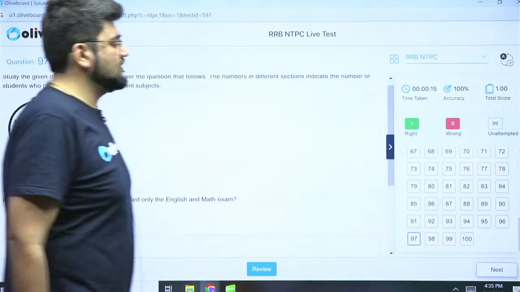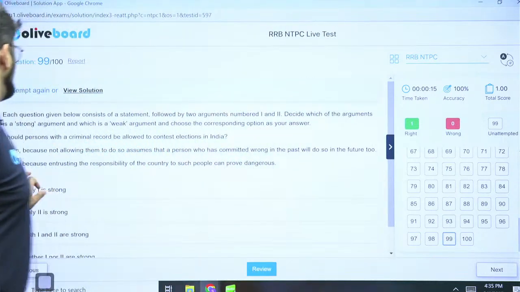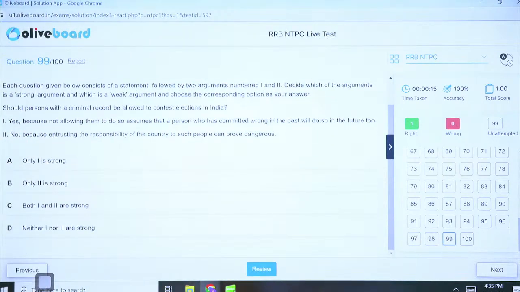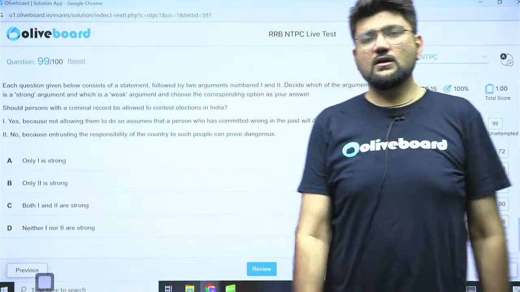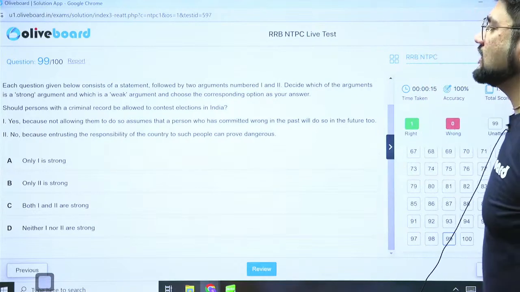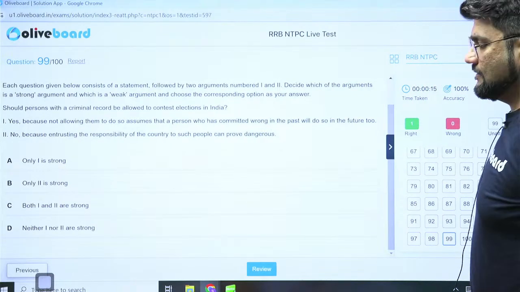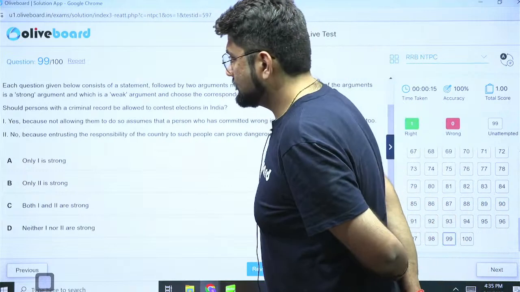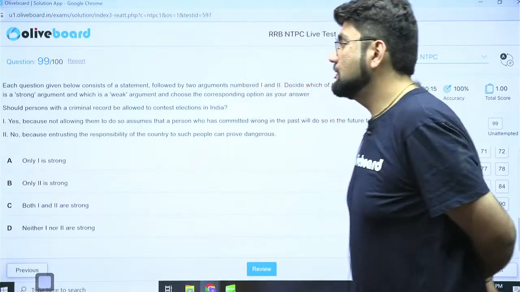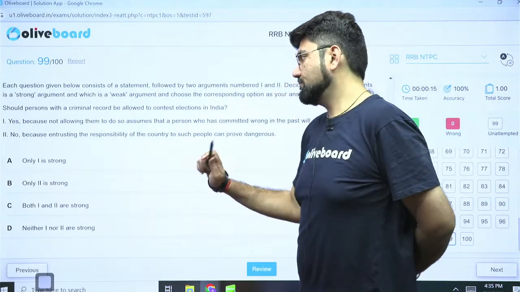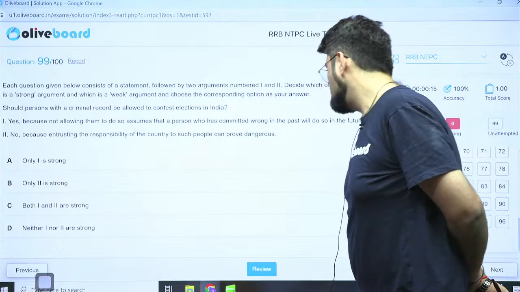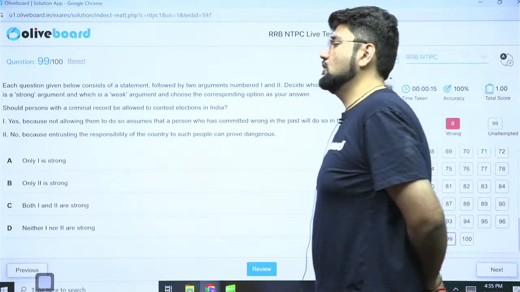And the last question in the reasoning section is question number 99, which is an interesting question. Should persons with a criminal record be allowed to contest elections in India? This is your statement, and these are argument based questions. Your point is to choose a strong argument. Should persons with a criminal record be allowed to contest elections in India? The first one says yes. So this argument is in favor of the statement. Yes, because not allowing them to do so assumes that a person who has committed wrong in the past will do so in the future too.